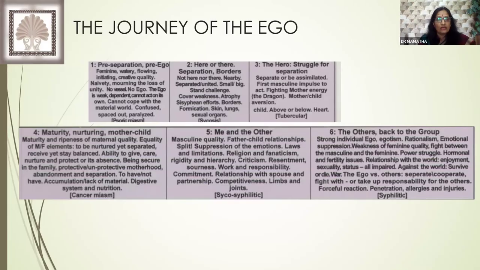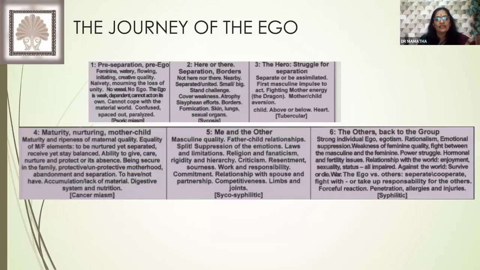So the second column: here or there. They are just now coming into shape, so they don't know whether they are here or there. There is a split or separation. They start feeling the borders, not here nor there. They feel both separated and united, small versus big. They cover their weakness. There can be atrophy, Sisyphean efforts, borders, formication; skin, lungs, and sexual organs can get affected in this column.